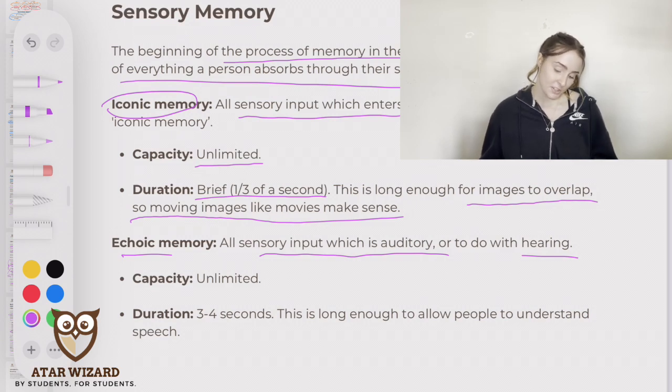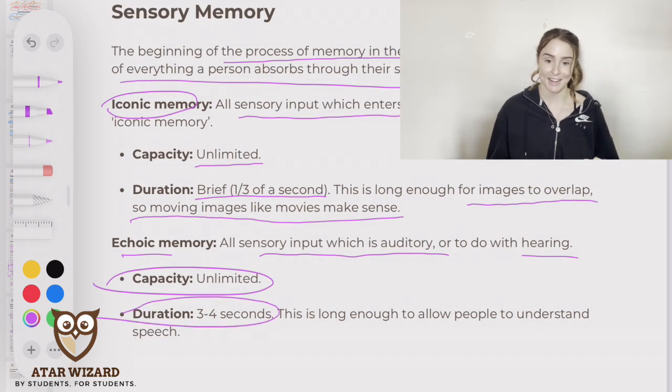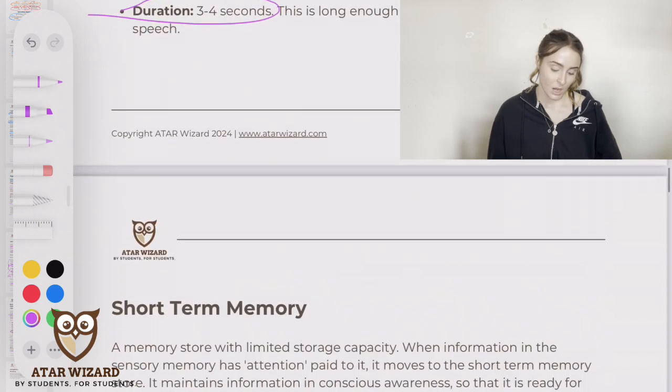Echoic memory, so the auditory input, the capacity of that is unlimited. And the duration is 3 to 4 seconds. So it's long enough to allow people to understand speech. So you can string the words together because they're able to exist simultaneously in the echoic memory.